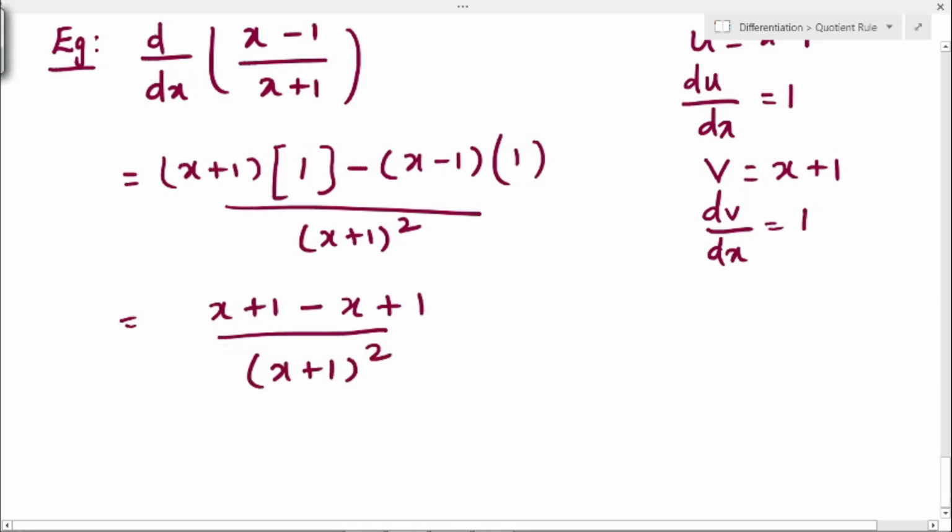And here we have x and here we have minus x, so these two terms will get cancelled. So in the denominator we have (x plus 1) square, and in the numerator we have only 2, because if you add, you will get 2, divided by (x plus 1) the whole square. So this is the derivative of (x minus 1) divided by (x plus 1).